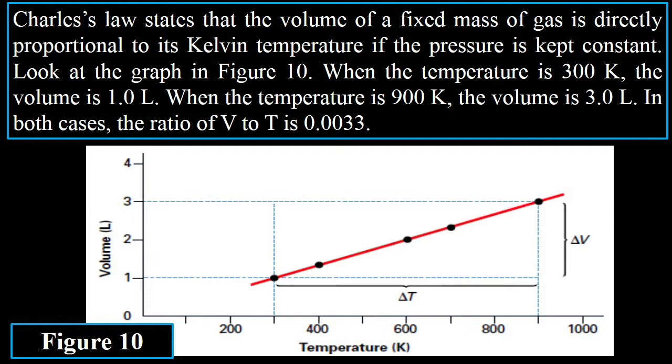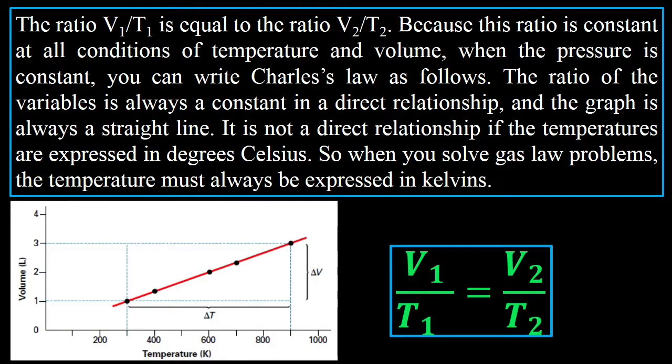In both cases, the ratio of V to T is 0.0033. The ratio V1 over T1 is equal to the ratio V2 over T2 because this ratio is constant at all conditions of temperature and volume. When the pressure is constant, you can write Charles's law as follows.